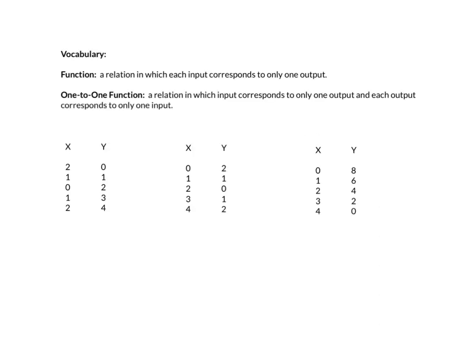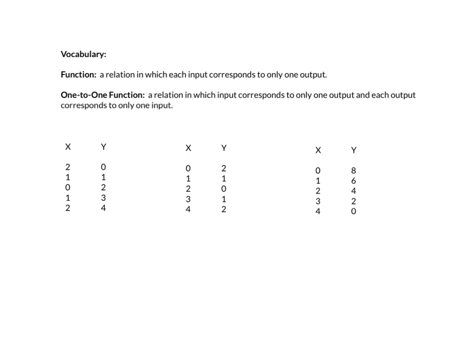So recall a function is a relation in which each input corresponds to only one output, meaning that our x variables can only appear once, but our y values can appear multiple times. Well, we're going to extend this to what we call a one-to-one function. And a one-to-one function means that each input corresponds to only one output, and each output only corresponds to one input. So if we look at some examples, let's look at the first table.